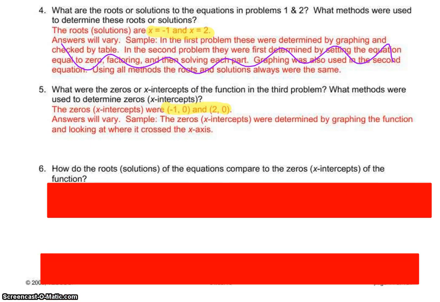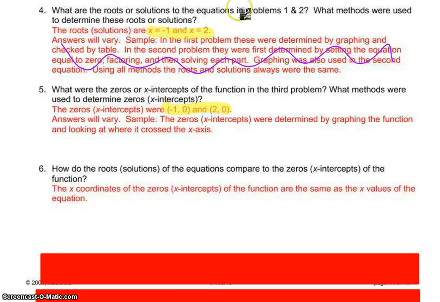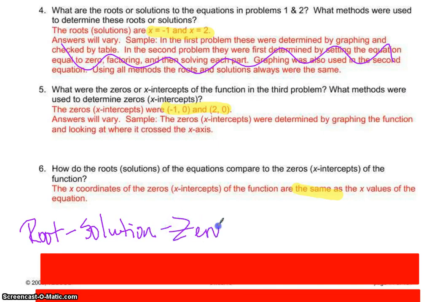So number 6, how do the roots or solutions of the equation compare to the zeros or the x-intercepts of the function? Well, guess what? They're all the same. So basically, what you need to understand is that a root is a solution, is a zero, is an x-intercept, is an answer. It's all the same. And it's not that difficult to find.